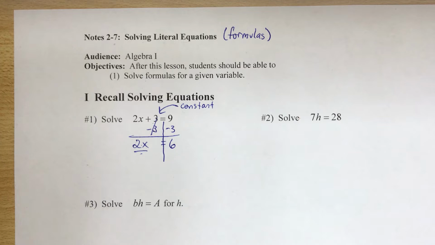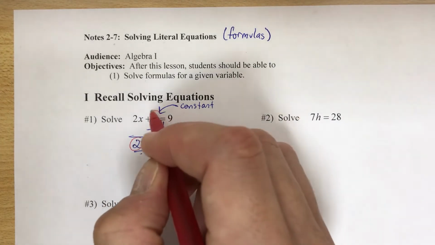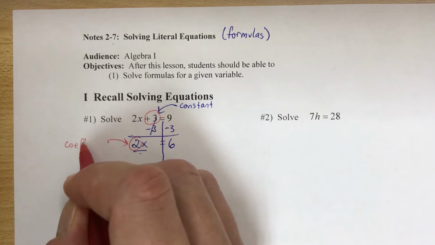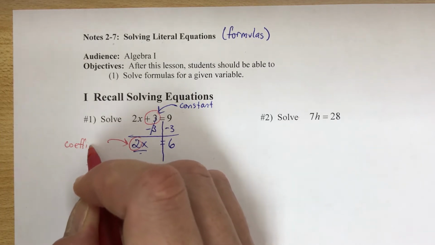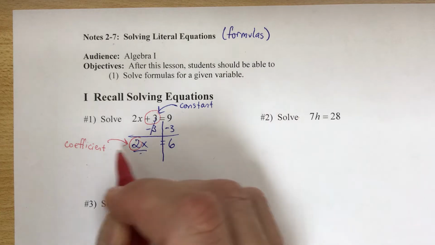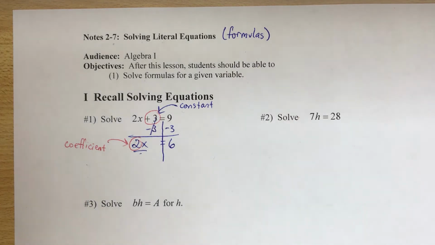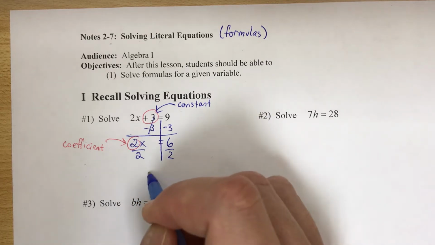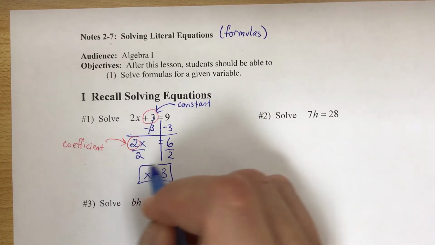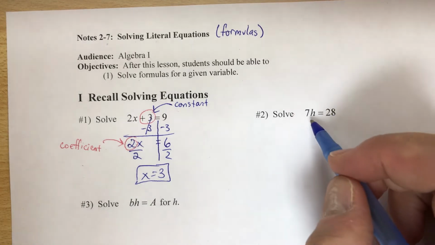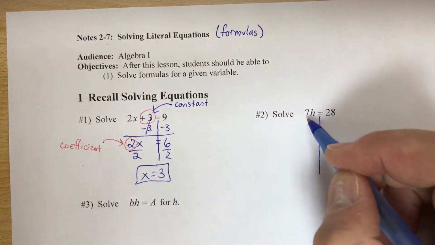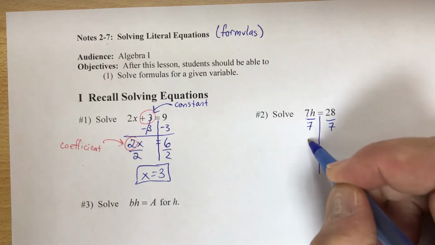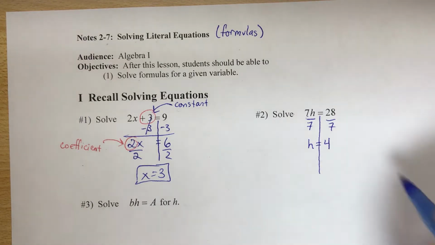Now that 2, okay, so this is your constant. This is what we call the coefficient. That's the number that multiplies the variable. And if it's multiplying it, to undo that, we divide, and we get x is equal to 3. If we have 7 times h is equal to 28, that's the coefficient 7. We divide by 7, and we get h is equal to 4.